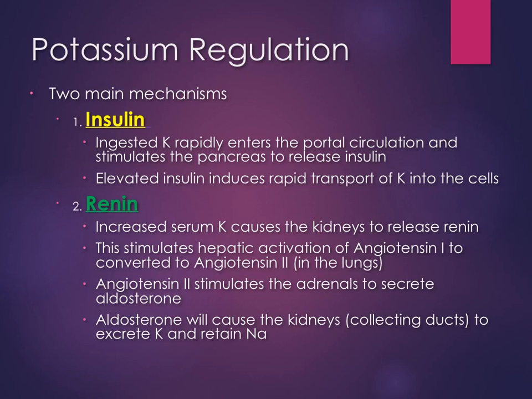The other major mechanism here is renin. Increased potassium in the serum causes the kidneys to release renin. This stimulates the hepatic activation of angiotensin 1 to angiotensin 2, just like we were talking about before with sodium. Angiotensin 2 stimulates the adrenals to secrete aldosterone. Now with sodium, aldosterone causes the kidneys to reabsorb it. But in this case, aldosterone tells potassium that you're not needed anymore, and it's excreted in the urine.